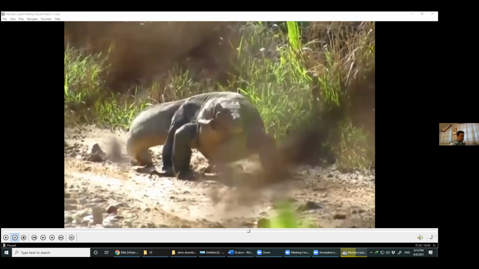So if you look, the body bends like this. It's not a straight line. It bends. I played it. I hope you see it smooth.